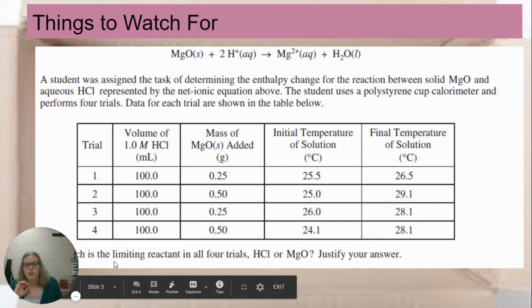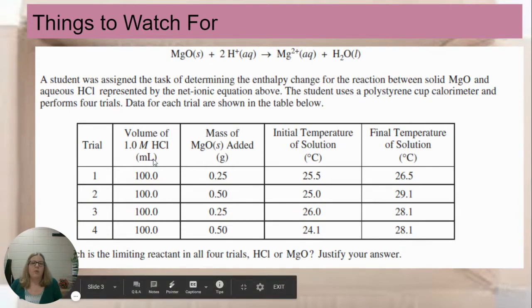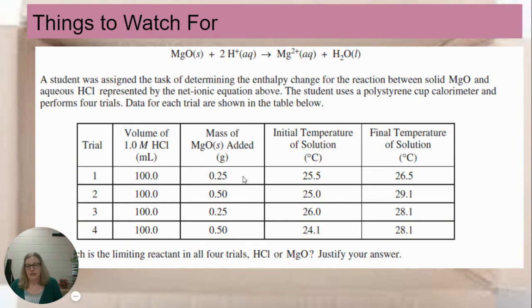Okay, so then it says, which is the limiting reactant in all 4 trials, HCl or MgO? Now, if you wanted to, you could, and I saw this on the exam. I handed this out as a question one year. Everybody quickly went and ended up doing the math. So they figured out the moles of the HCl, the moles of the MgO, and then did a comparison.